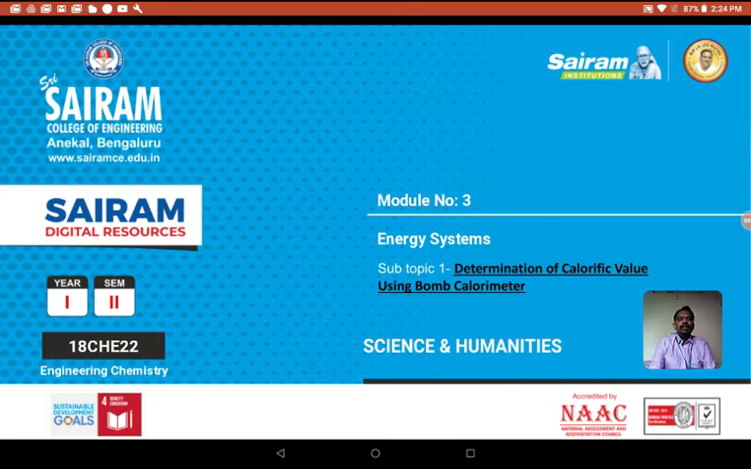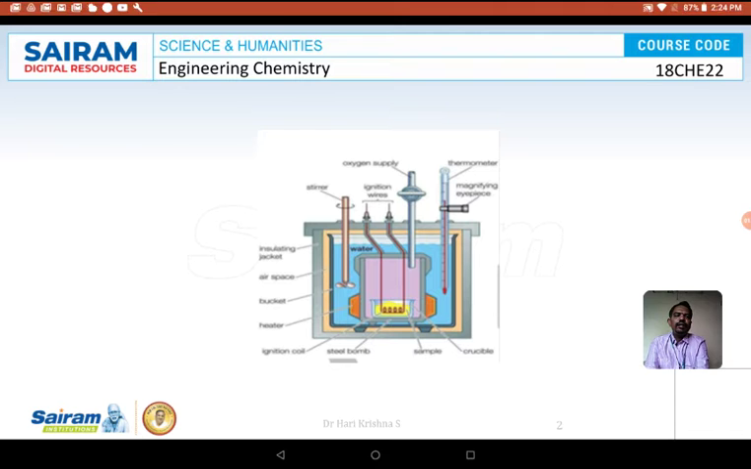So bomb calorimeter is used to determine the calorific value of a solid or liquid fuel, whereas Boyce calorimeter is used to determine calorific value of a gaseous fuel. Boyce is the name of a scientist who first determined the calorific value of a gaseous fuel and designed the calorimeter. Hence, the calorimeter is named after him. It is called Boyce calorimeter. Let's discuss how to determine the calorific value of a solid or liquid fuel using bomb calorimeter today.